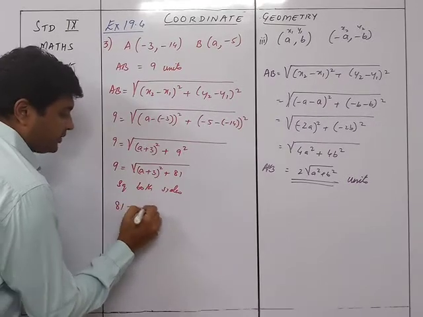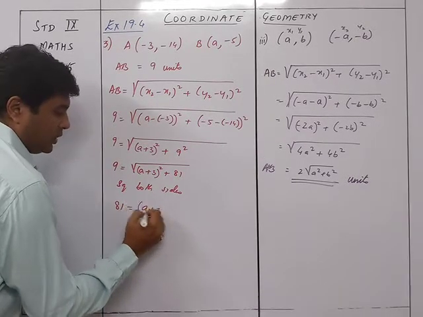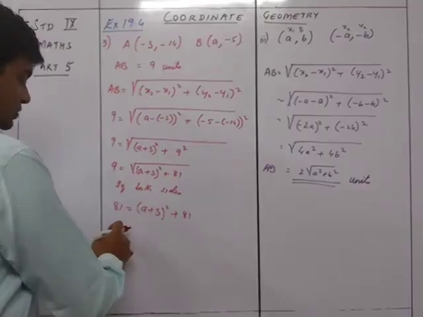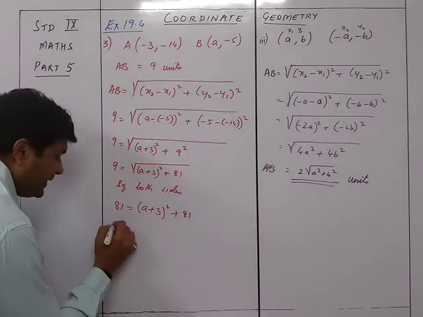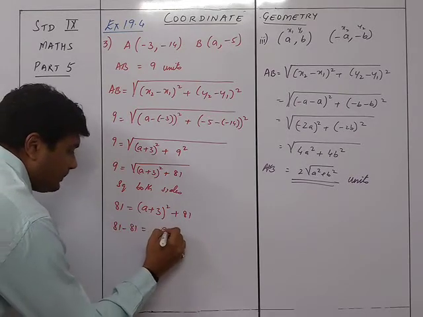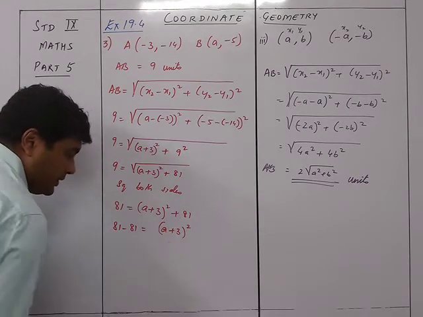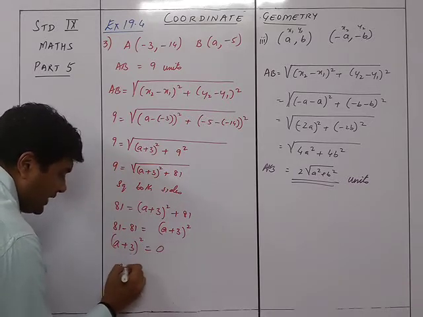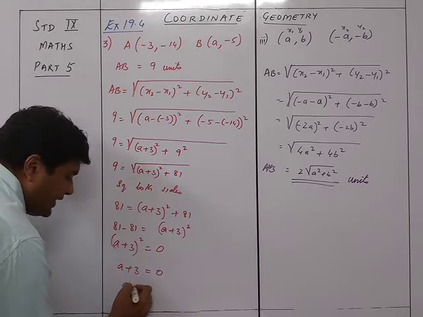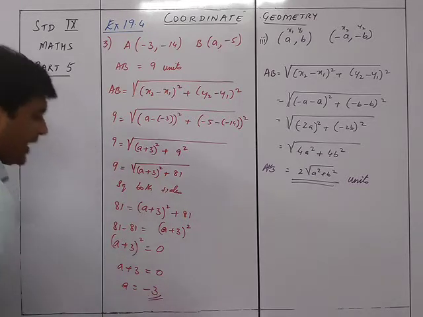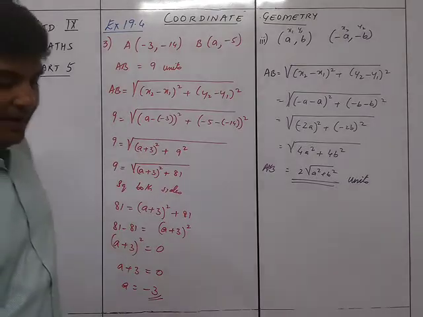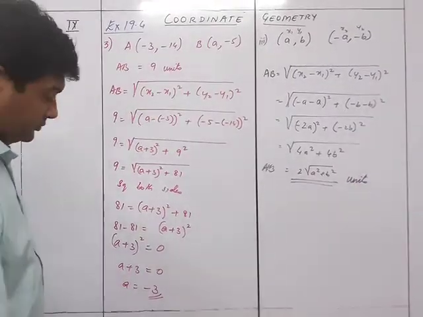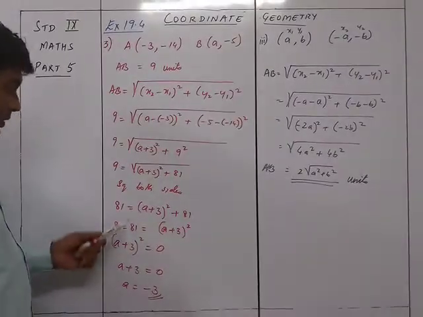We get 81 is equal to A plus 3 the whole square plus 81. So this will become 0. So it will be 81 minus 81 is equal to A plus 3 the whole square. So A plus 3 the whole square is equal to 0. So A plus 3 is equal to 0. A is equal to minus 3. So that will be the answer, that A is equal to minus 3. That is the third sum. A is minus 3. Understood?